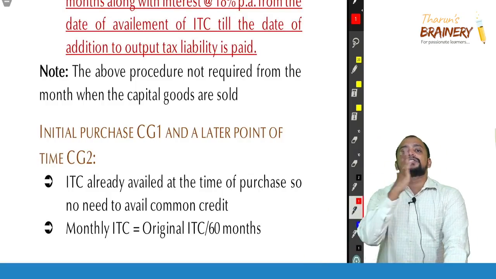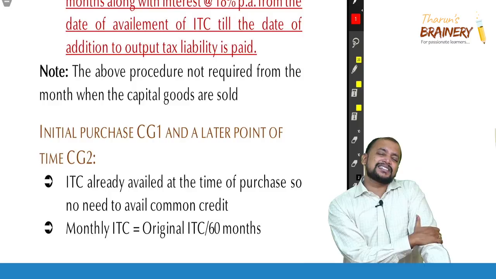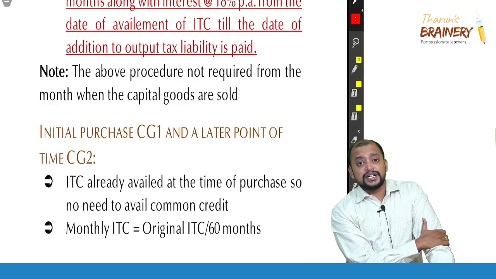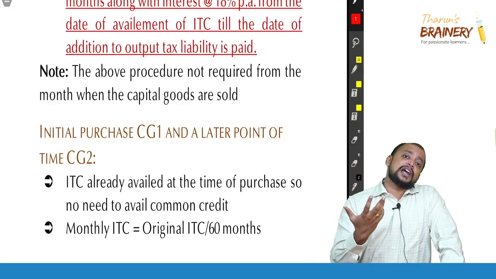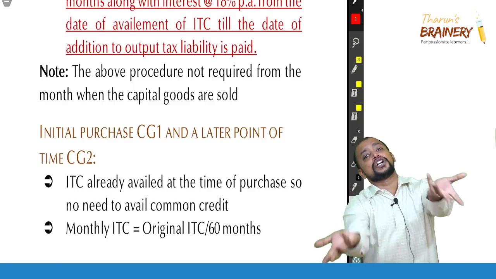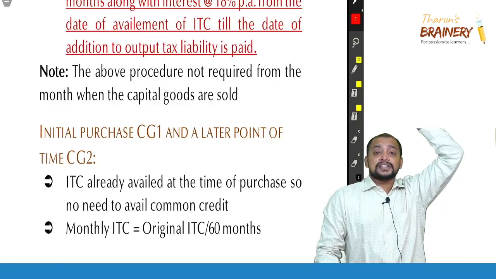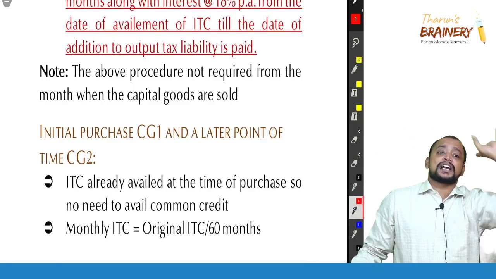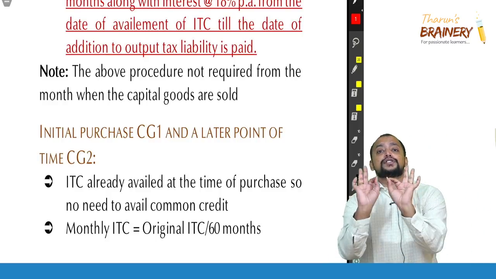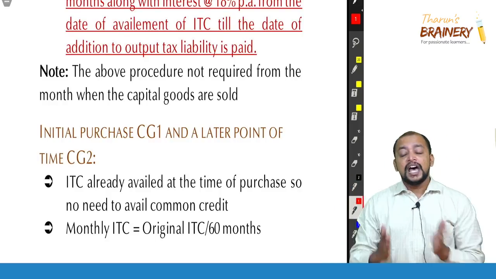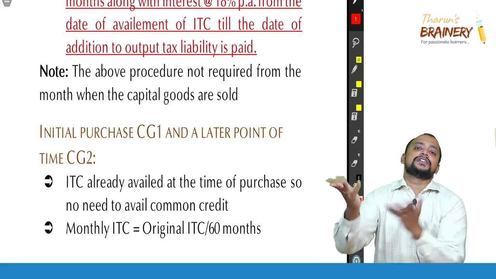In that case, what is it that we need to do? So we need to first take the credit here. First we need to take the credit. Already we have availed ITC, so no need to take the credit now. At the time of purchase itself we would have taken it because it was used for taxable supplies. But now what we need to do? We need to consider it as common capital goods, and for the balance life we need to reverse the ITC.